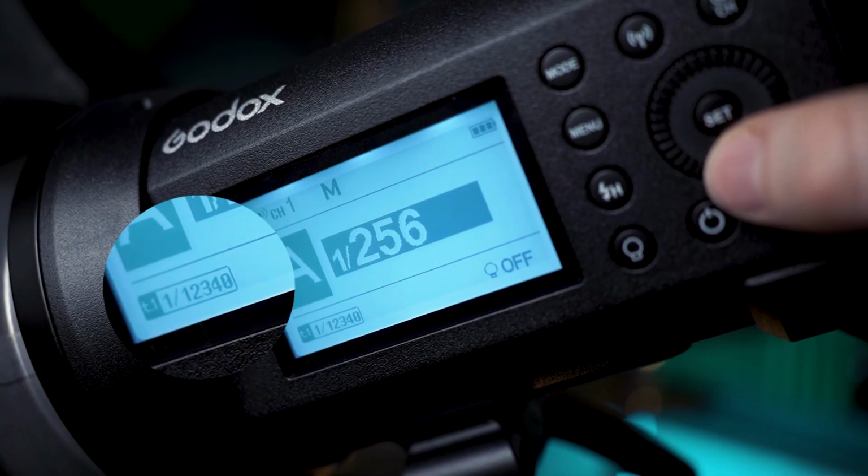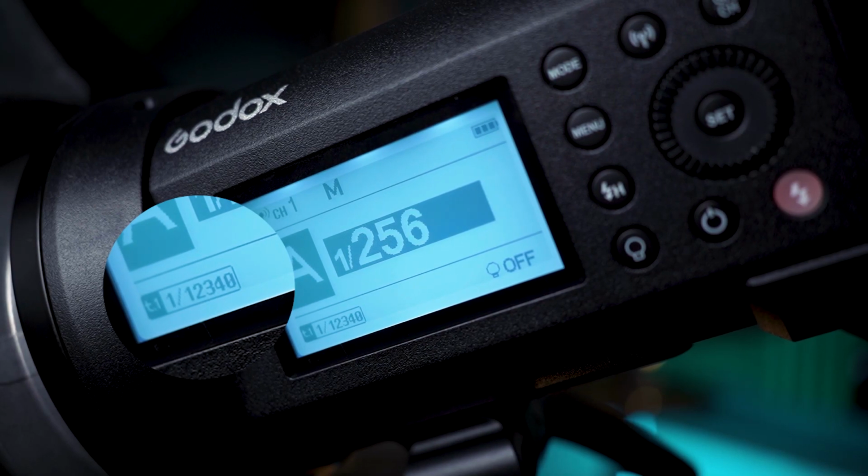So this drumstick should be blurry. You shouldn't see my hand. You definitely should see a trail. But I'm going to be setting the 8400 Pro at its lowest setting at 1/256th power, giving me over 1/12,000th of a second flash duration. That's much faster than your camera can achieve.